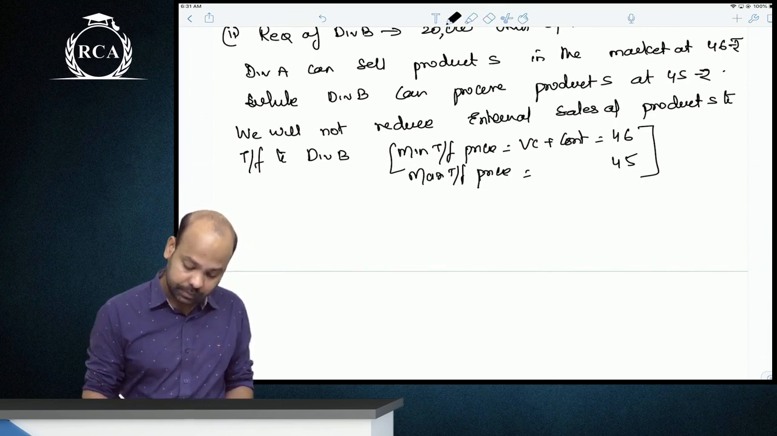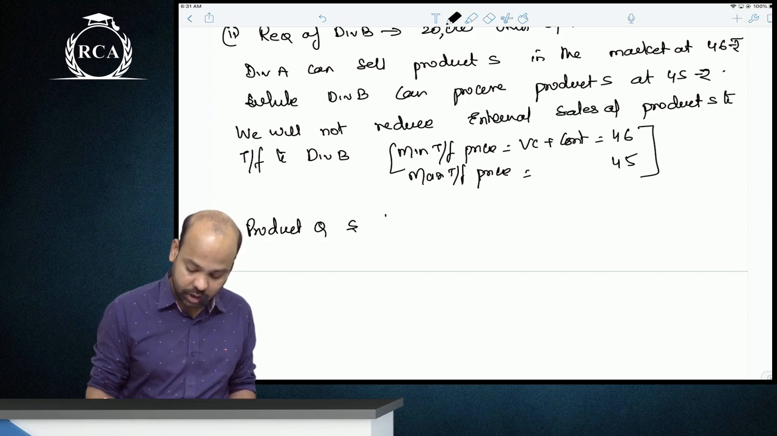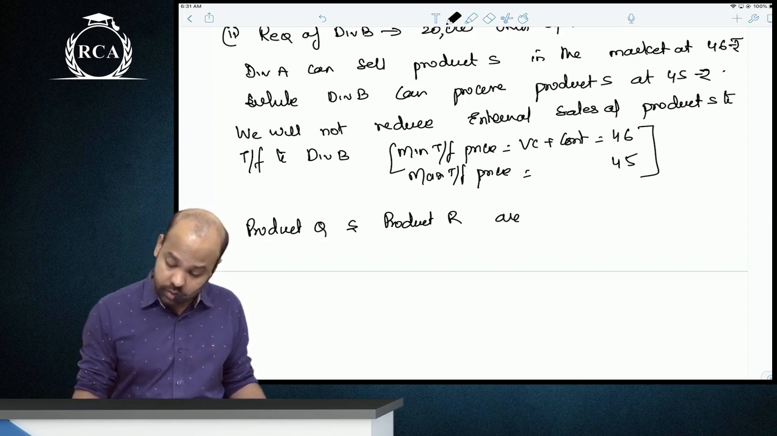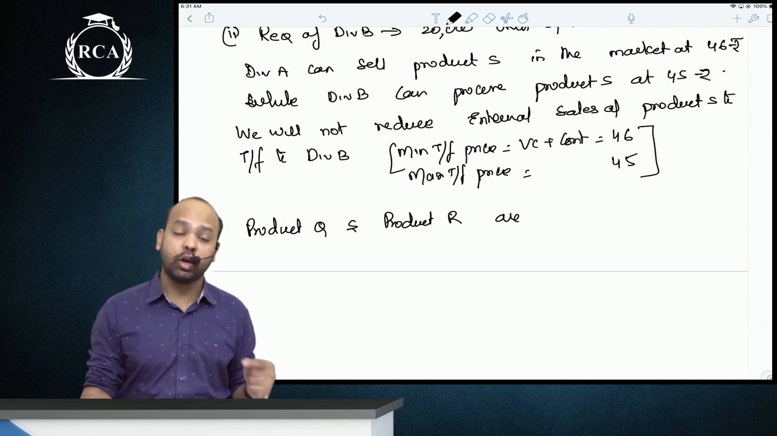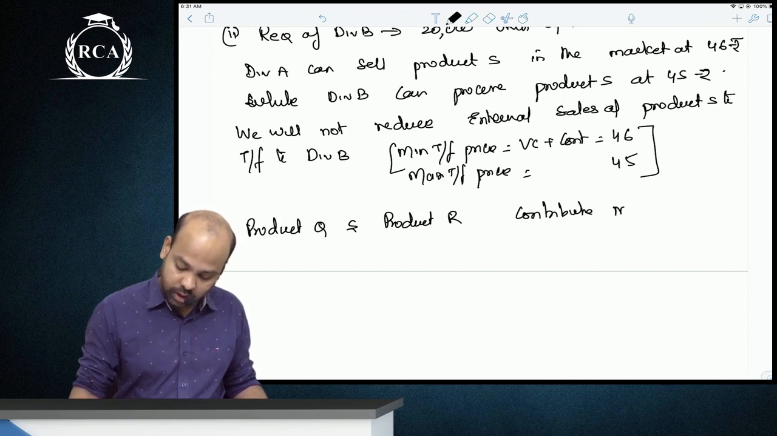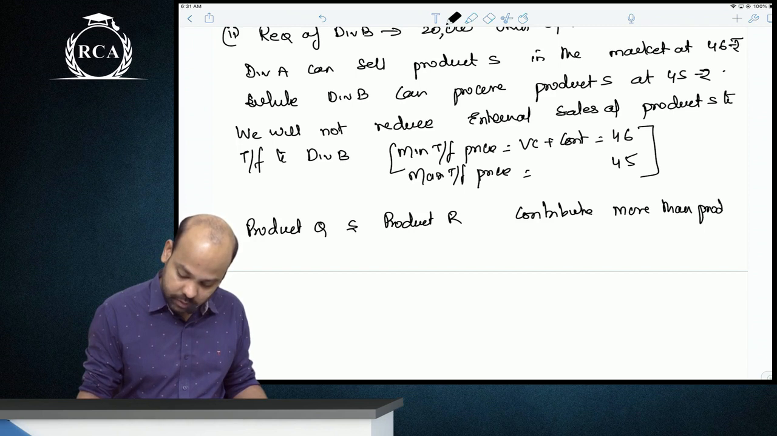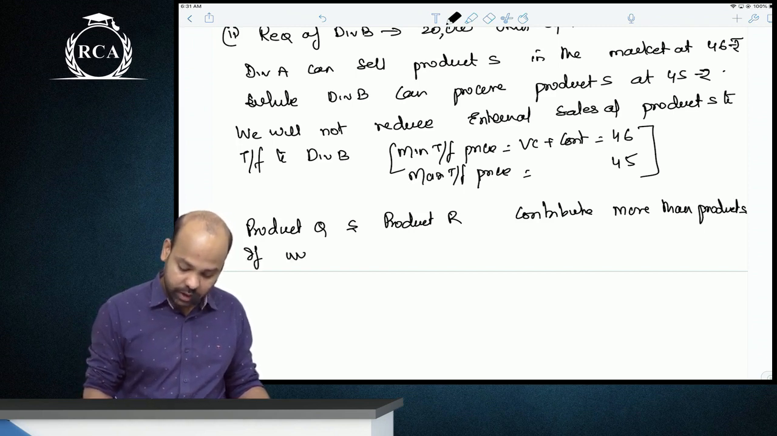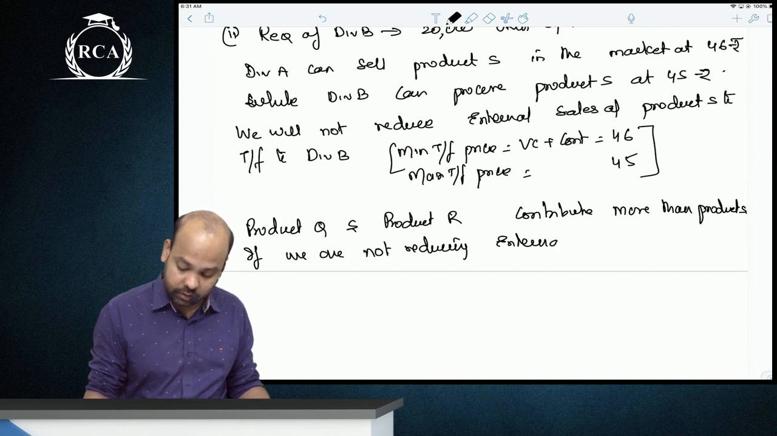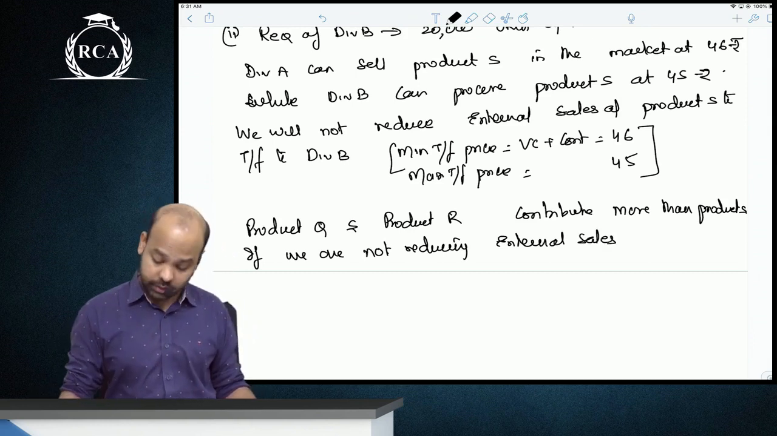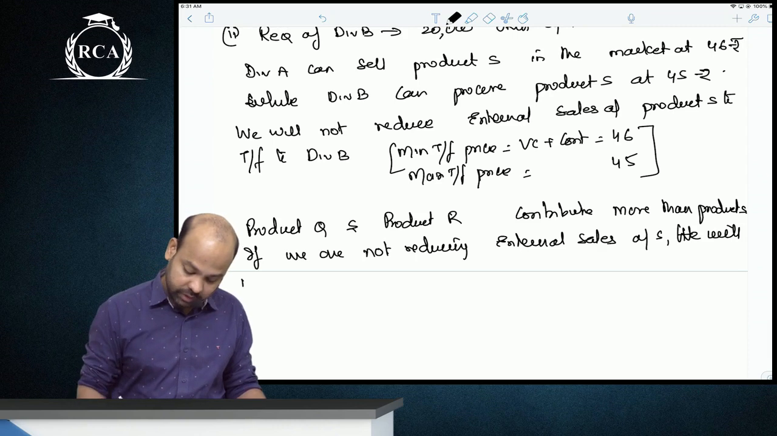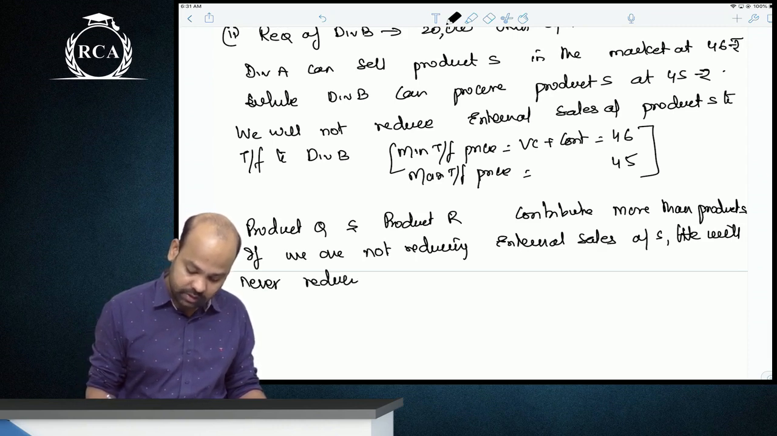Product Q and product R. Product Q and product R are more profitable products, or they contribute more than product S. If we are not reducing external sales of product S, there is no question we reduce sales of product Q and R. If we are not reducing sales of S, we will never reduce external sales of product Q and R.